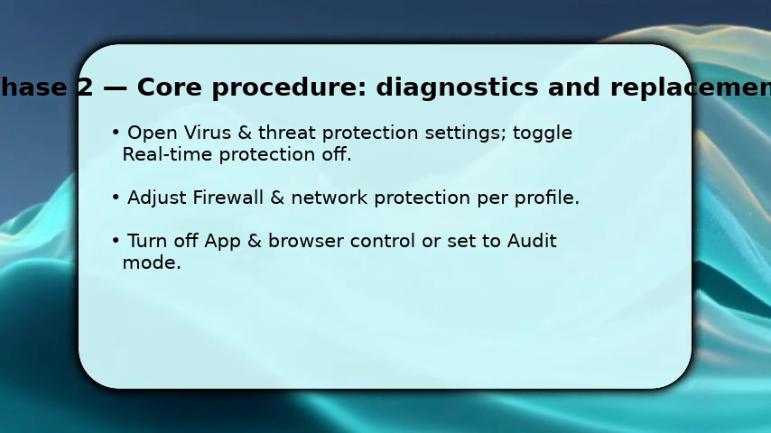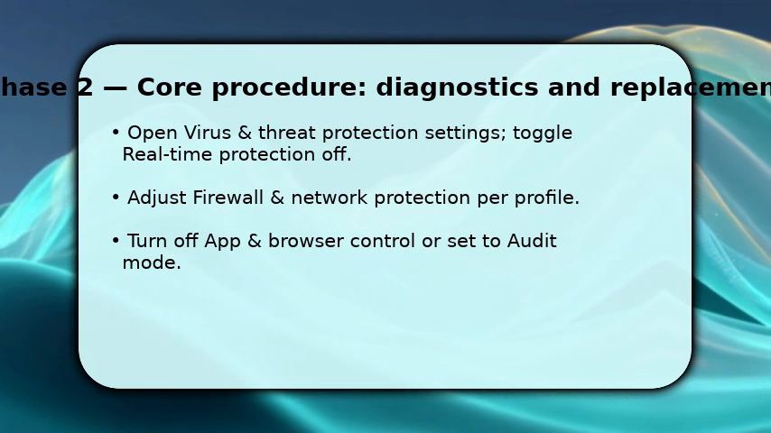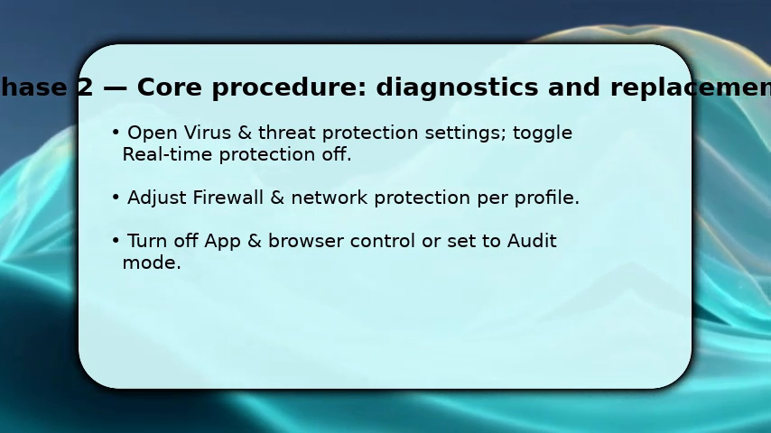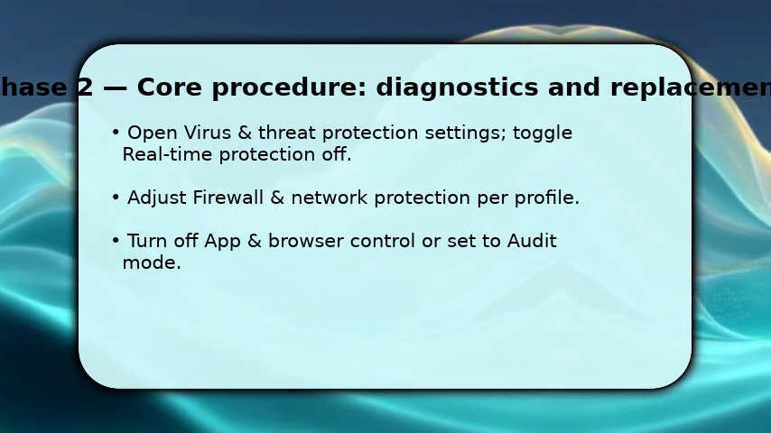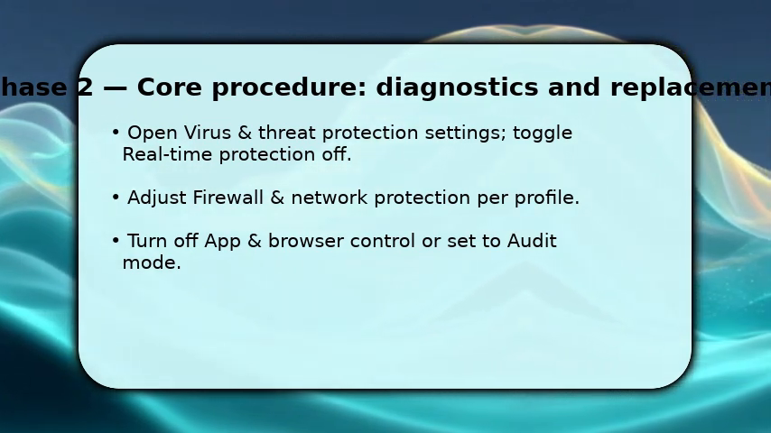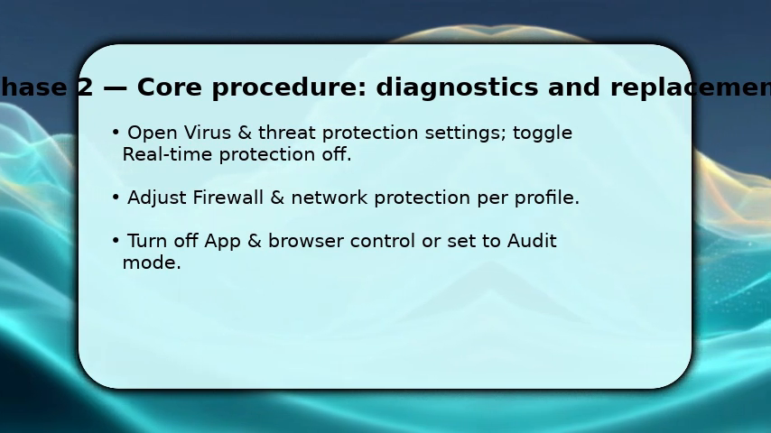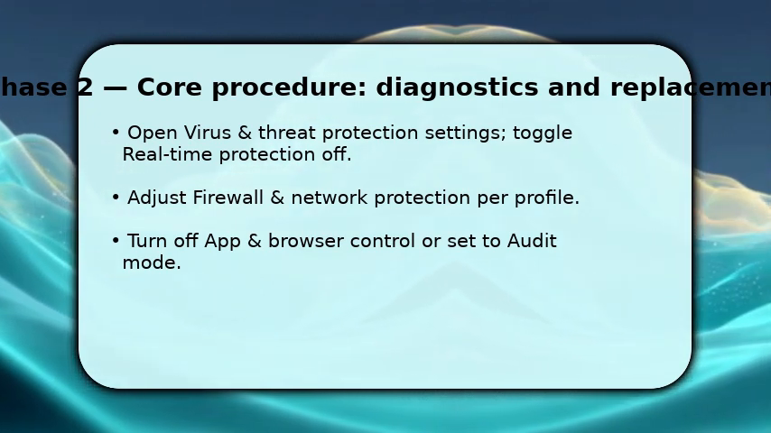Next, go to Firewall and Network Protection and choose the active profile. Toggle Microsoft Defender Firewall off only for troubleshooting. Then visit App and Browser Control and switch off protections or set warnings to audit mode. As you work, note why you disable each item.